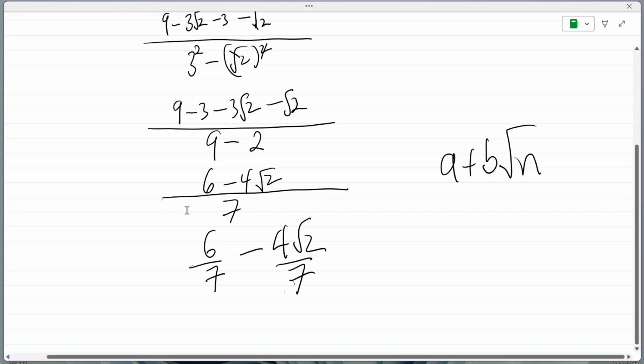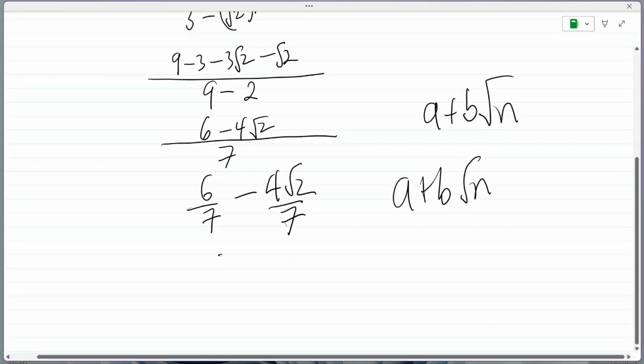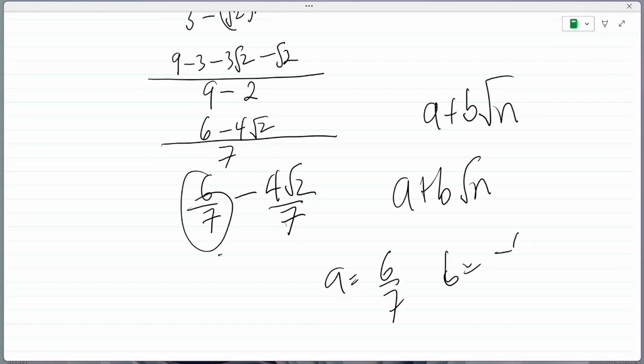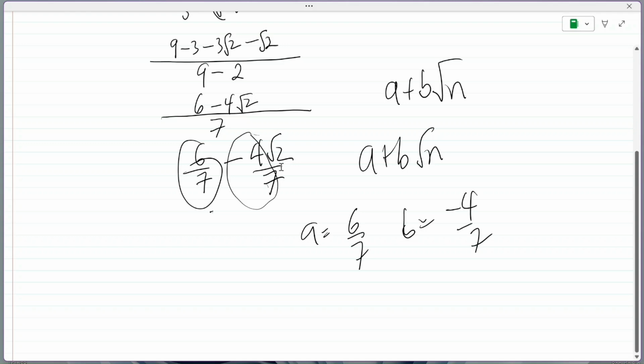Once it's division, you can do it like this in math, or in further math, it's allowed. By the time you find the LCM of 7 and 7 and subtract, you still get this back. So it's allowed to have it like this. In the form a plus b root n, you have your a as 6 over 7. This is your a. Your b is minus 4 over 7. This is your b. Then your n, which is under the root, is 2.